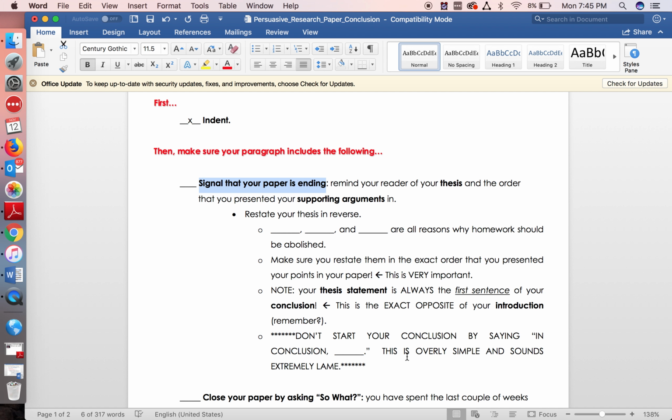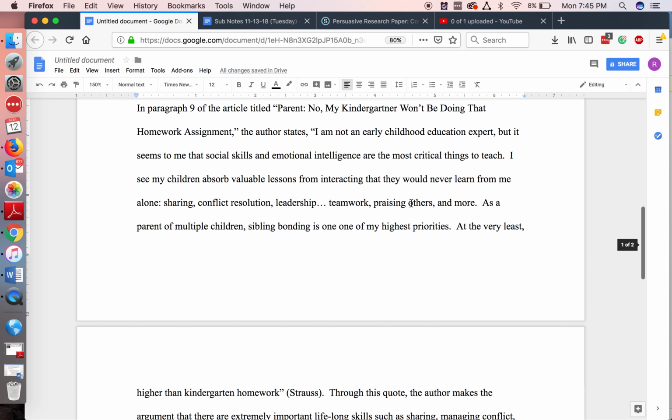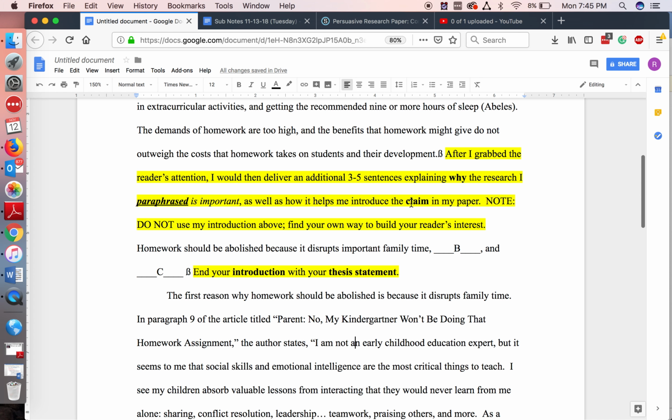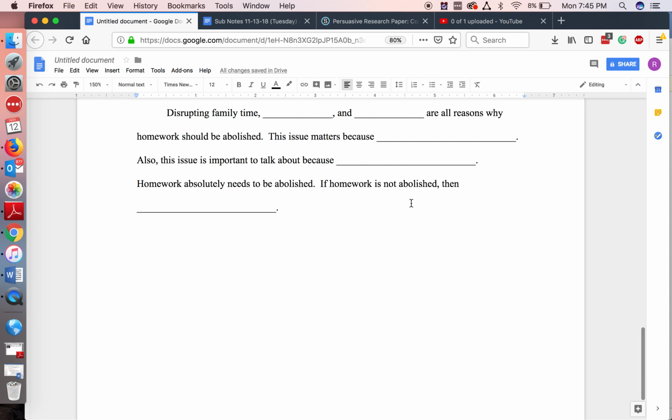So essentially what you're going to do is signal that your paper is ending and you are not going to say "in conclusion." And the trick I'm going to teach you is you restate your thesis, okay? You restate your thesis and essentially you're going to remind the reader of all those big supporting arguments that you said. That's a really nice way, particularly when you're trying to persuade somebody about something, to remind them of all that ground that you treaded earlier.